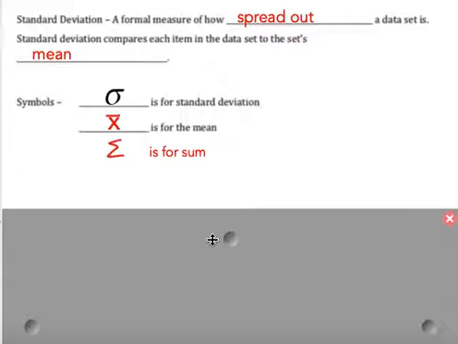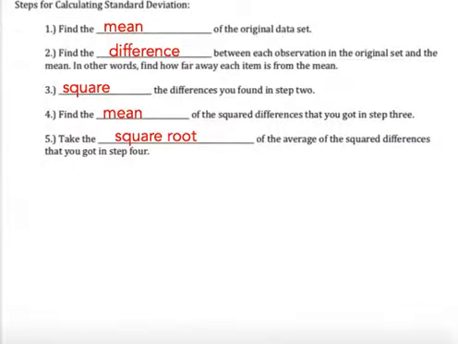There are 5 steps for calculating the standard deviation. We'll use a table to organize our steps, and these are the steps. Step 1, you're going to find the mean of the original data set. Go ahead and fill in these blanks, please. Step 2, you're going to find the difference between each observation in the original data set. In other words, you find how far away each number is from the mean. So difference means we're going to subtract on step number 2.